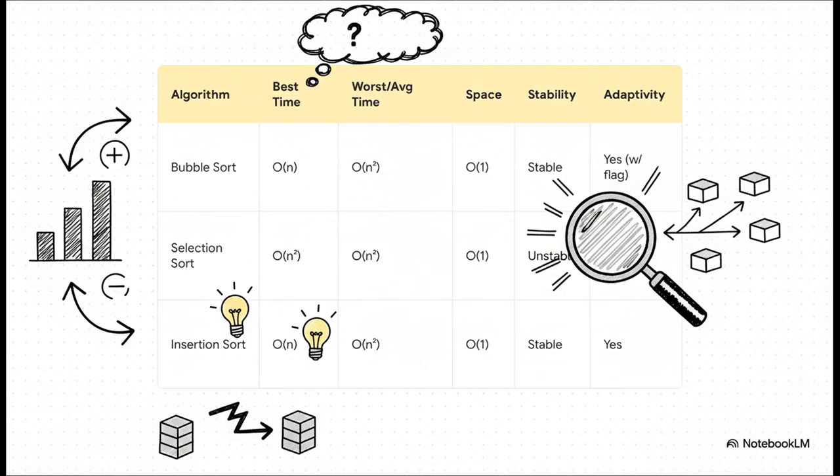Look at that best time column. Both bubble and insertion sort can actually hit O of n, that's linear time, if the data is almost sorted. And now look at stability. Selection sort is the odd one out, it's unstable. These right here are the exact trade-offs interviewers want to hear you talk about.